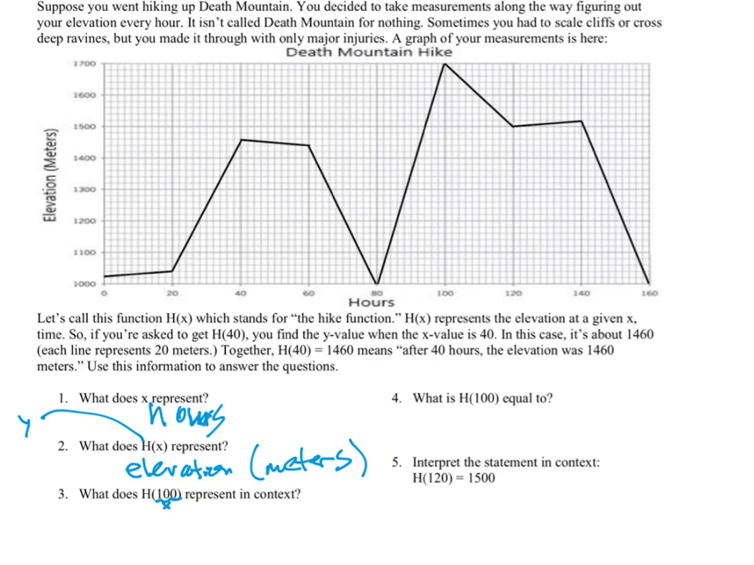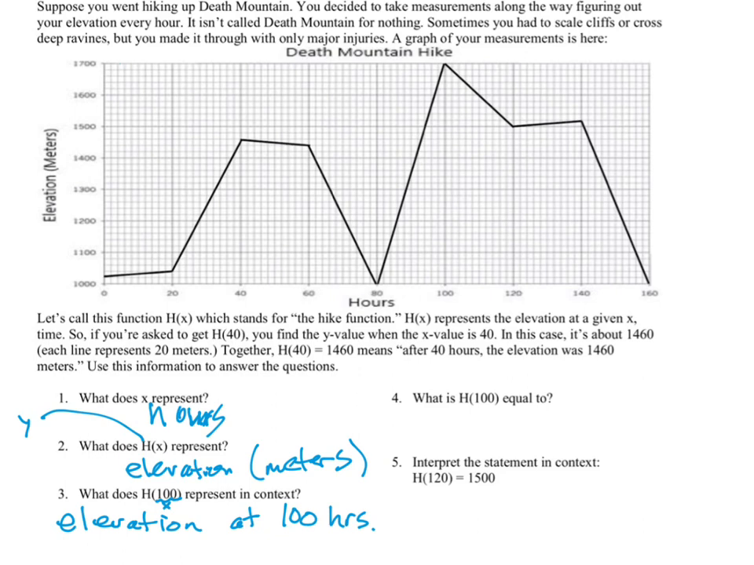So in this case, h of x is going to represent your elevation. So it's the elevation. Make sure I know how to spell. At, and then you have this x value here, x value of 100, at 100 hours. Okay, so it's the elevation at the x value of 100.